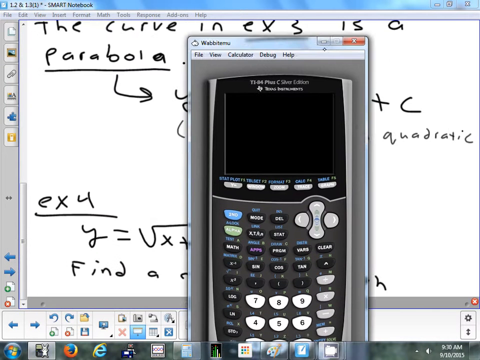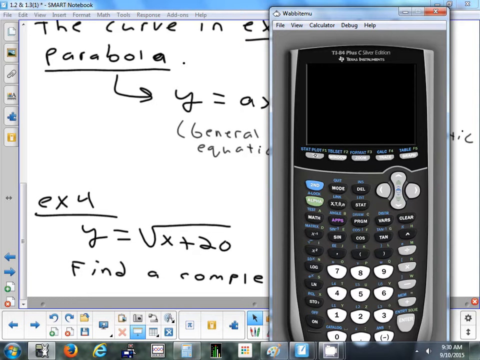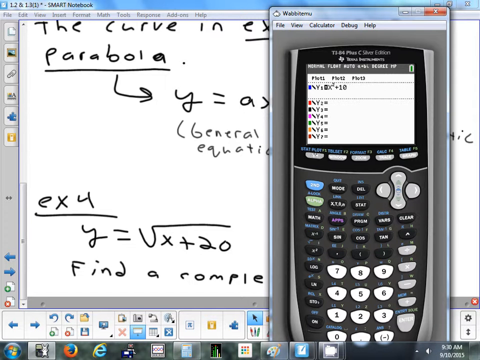So let's graph it and see if the calculator confirms what we just said. Go to y equals, clear anything you have, press second square root, x plus 20. Since I have an idea of where I need to look, I'm going to set my window before I even graph. We know we can't go below negative 20, but let's set the edge of our screen at negative 25 and see what happens. Okay, x max 10, that's fine.